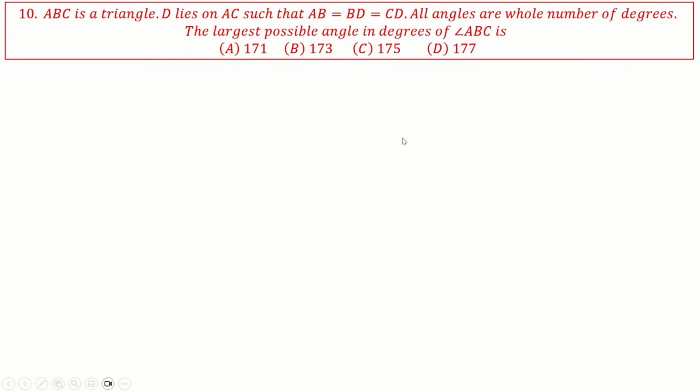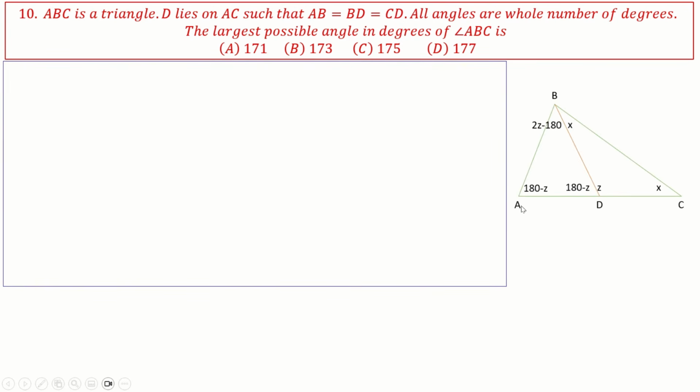So first draw the diagram. The diagram is simple. You have a triangle ABC and there is a D here. D is such a way that AB is equal to BD. That means these two angles are same. BD equal to CD, which means these two angles are same. Now all I need is angle ABC, this complete angle here.